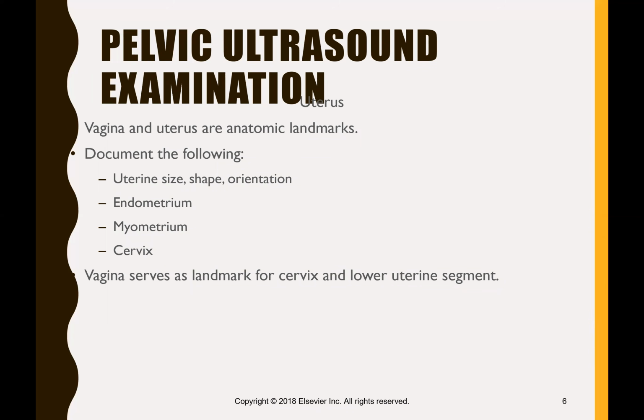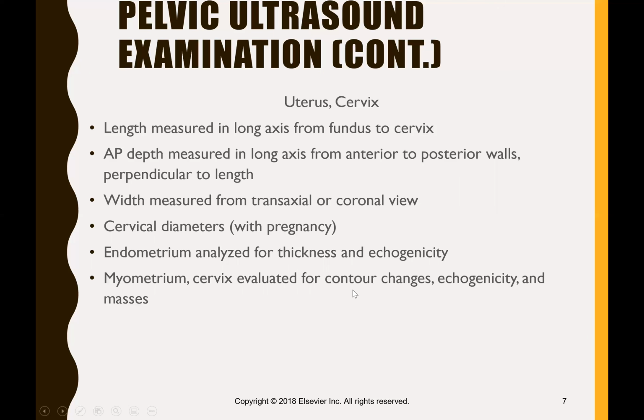What do we look for on a pelvic ultrasound? Well, the uterus is a huge one. You want to document the uterine size, shape, and orientation. Orientation meaning retroverted, anteverted, like what we talked about. We want to look at the endometrium and measure the thickness. We want to look at the myometrium, which is the muscular layer, if you remember, of the uterus, and the cervix. And the vagina serves as a landmark for the cervix and lower uterine segment.